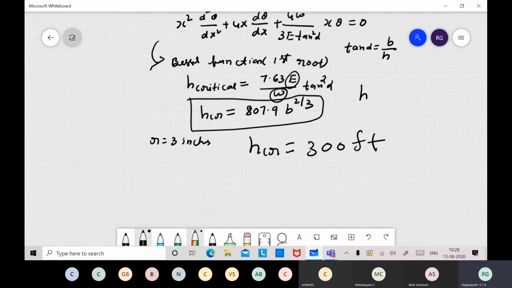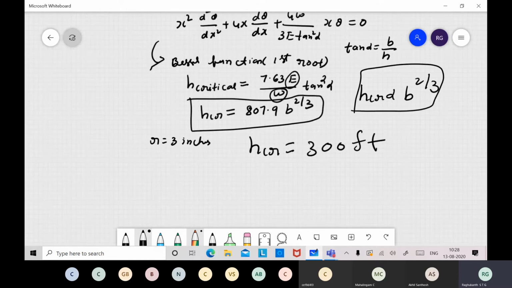This is a very famous formula. Your H critical is proportional to your b to the power of 2 by 3 kind of a thing. So if you want to increase the height, you have to increase the width. For example, take the Burj Dubai. Everybody talks about its height. They say the Burj Dubai is the tallest building, 1 kilometer height or something like that. But if you want to construct a building 1 kilometer high, just imagine its base also has to be, so your b to the power of 2 by 3.